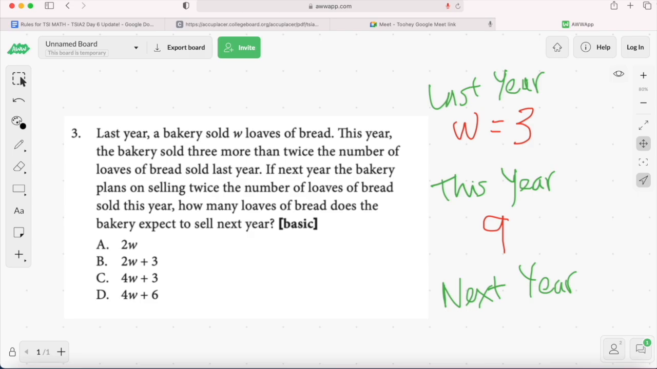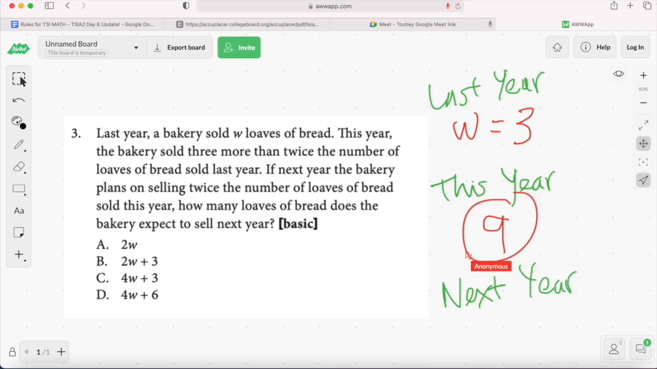Do you think you can figure that out, Francisco? Yeah, chew on that language a little bit. You can figure it out. That'd be 2 times 9, wouldn't it? Just 2 times 9, right? If next year the bakery plans on selling twice the number of loaves of bread sold this year.